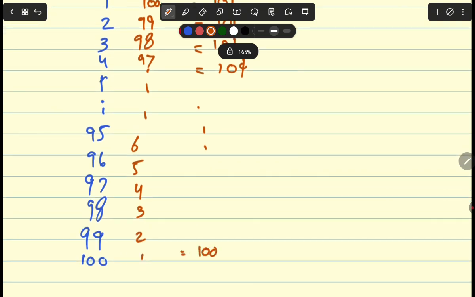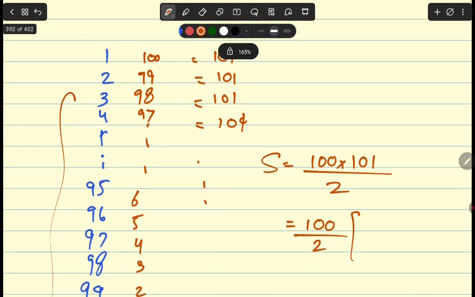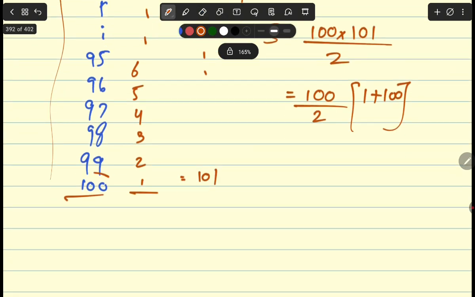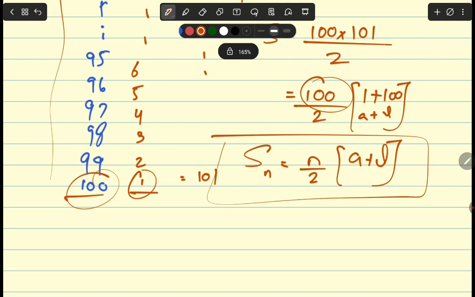Now, how many 101s are these? These are 100 101s. But you can see that these are two series that we are adding together, so the sum will be half of it, right? So this is nothing but 100 upon 2 times 101, and 101 is what? This is 1 plus 100, right? So this is what he did: first term plus last term. So this is A, this is L, and n is the number of terms. So n upon 2 times A plus L is the sum of n terms. Okay, so this is how you can do it.